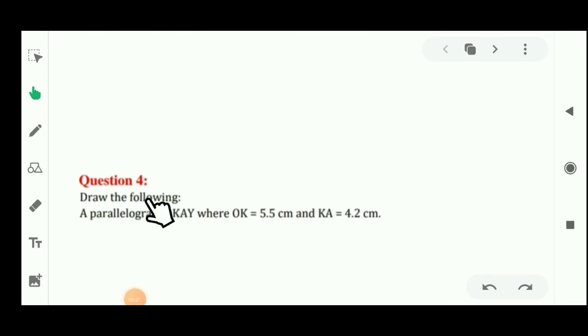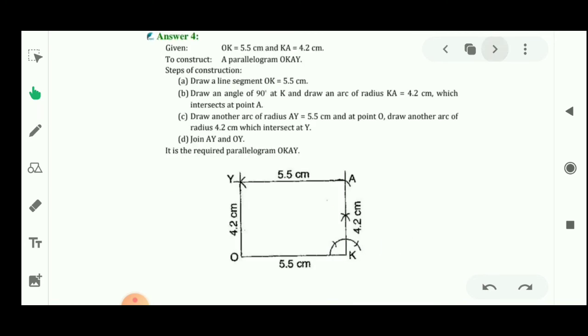Let's see, student, the last question of the given exercise. Question number 4. Draw the following. A parallelogram OK where OK is equal to 5.5 cm and K is equal to 4.2 cm. Let's see the solution of the given question.